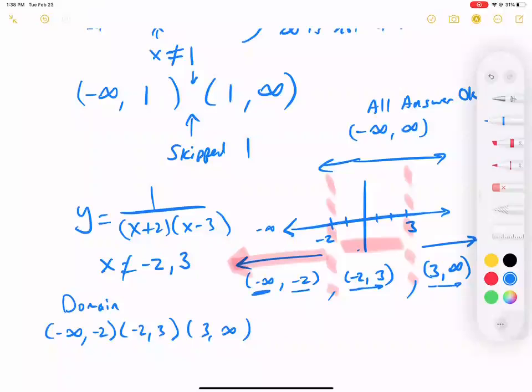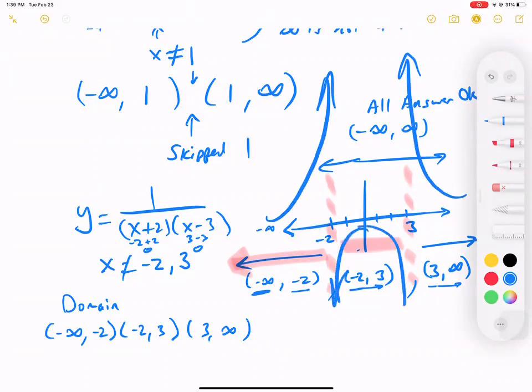And again, why can't we use negative 2 and 3? Because at negative 2 plus 2, that would be a 0. And no, we cannot divide by 0. At positive 3 minus 3, oh, that's 0 also. We cannot divide by 0 because that is not a number, that's infinity. And at these points, the graph is probably going to shoot up to infinity or to negative infinity.